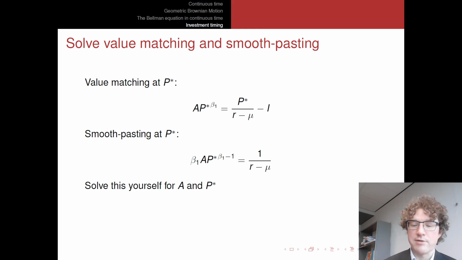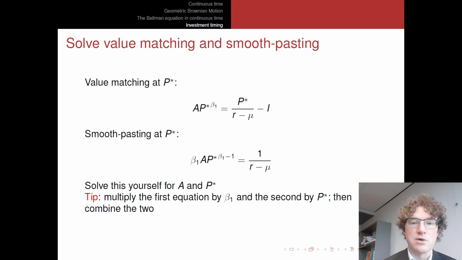Solve those. And let me give you a tip here. What's going to be convenient is to multiply the first equation, the value matching equation, all over by beta 1. And if you multiply the second equation, left hand and right hand side, by P star, then those left hand sides will become the same. But if that's so, then also the right hand sides will become the same, and that will give you what your P star is. And once you know what P star is, then you can figure out what A should be.